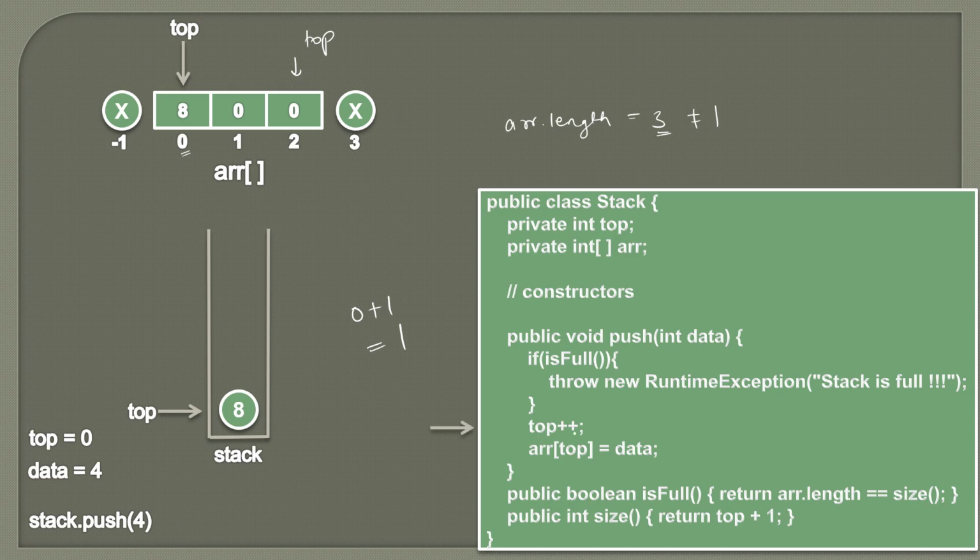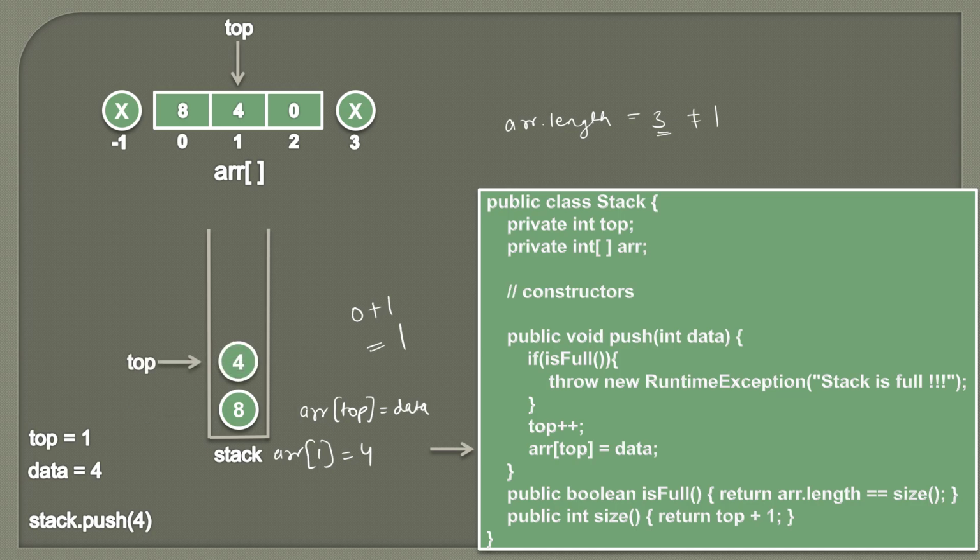Now we will increment top because the next value we need to insert is here. The current value of top is 0. So when we increment, it will become 1. And now to array of top, we assign the data. So array of 1, we assign the value 4. So 4 will come here. And if we visualize the stack, it would look something like this. 4 is pushed into the stack and top is pointing to 4 now.